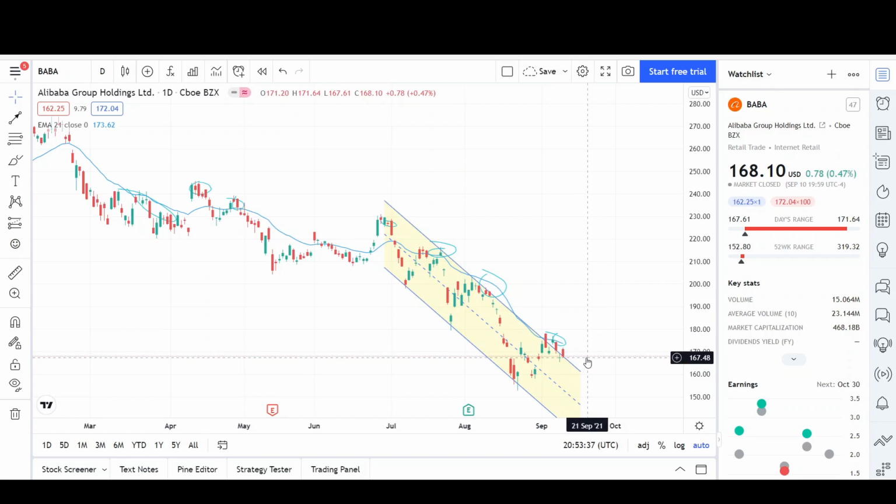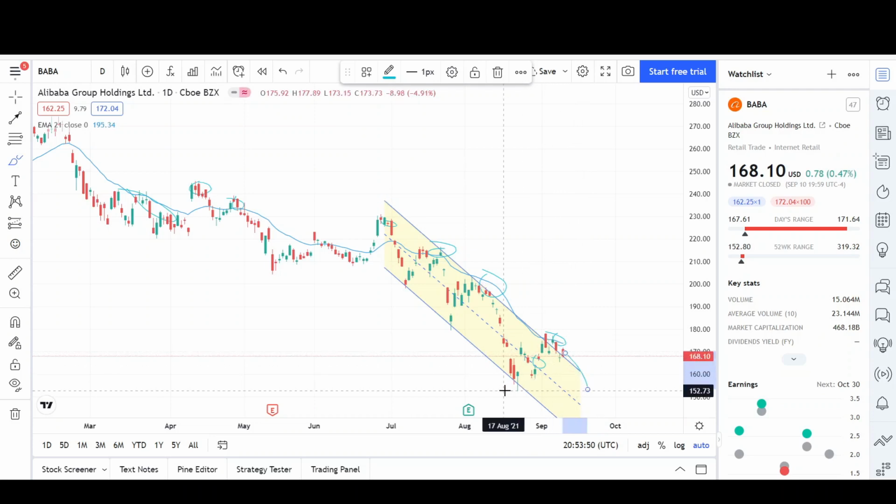So if we do continue lower right below this red bar and break that 165 level, I believe we will continue to fill in this gap right here that price action created back here, and then even make a new low, because if we get a break outside of a channel, price action likes to retest the lows, or the highs if it's an uptrend, or even exceed it. So we could make two legs down to a new low, something like that.